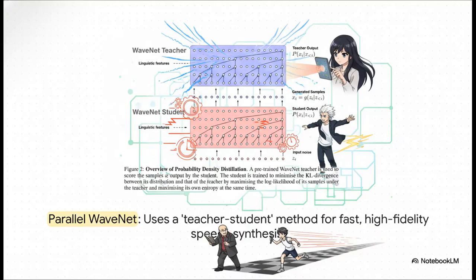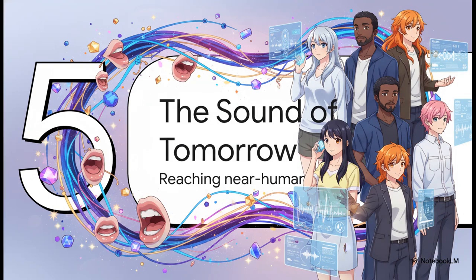But there was still that one big problem we talked about: speed. Generating audio one sample at a time is powerful, but it's slow. So to fix this, they came up with Parallel WaveNet. The idea is just genius. You take your big, slow, but super high-quality WaveNet model, that's the teacher, and you use it to train a brand new, much smaller, faster model, the student. The student learns to mimic the teacher's output, but it can do it in parallel, making it thousands of times faster. So you can see where this is all going, right?